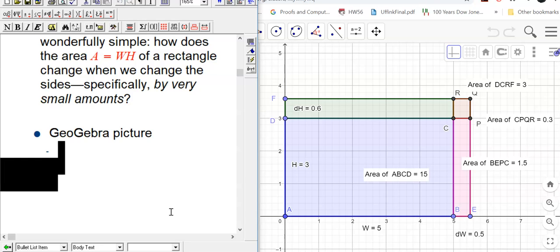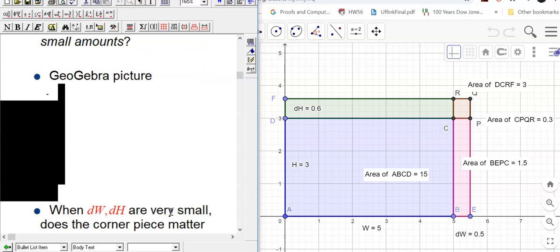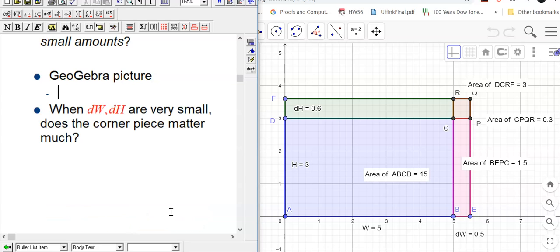Okay, so let's look at the GeoGebra picture here. And the key thing, well, so let me just explain what's going on here. So I want to think of the blue rectangle as our home base. That's what happens before we change w and h. And then we're going to change w by a little bit, and we're going to call that dw, because that's our standard notation for changing a variable a little bit. We're going to change h, the height of the rectangle, by dh.